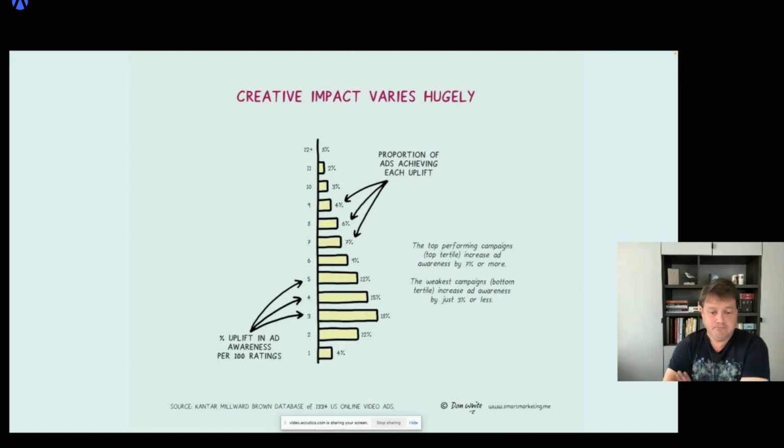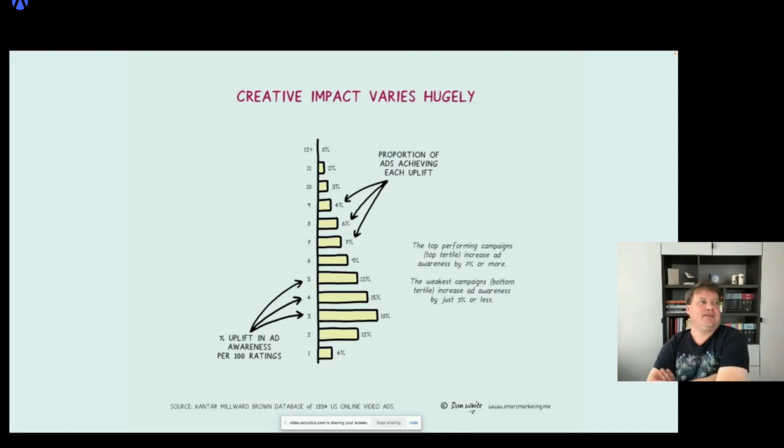So in other words, 4% of all campaigns, unfortunately, only achieved a 1% uplift in ad awareness for their 100 ratings, compared with the most effective campaigns, and about 8% of all campaigns did this, that achieved more than 12% uplift in ad awareness per 100 ratings. So you can see from the best to the worst, you've got a factor of more than 10.